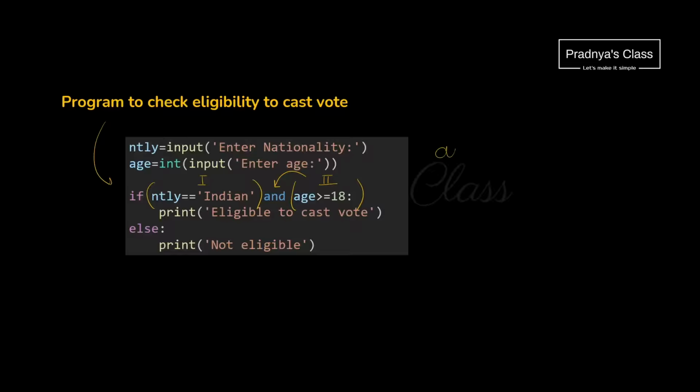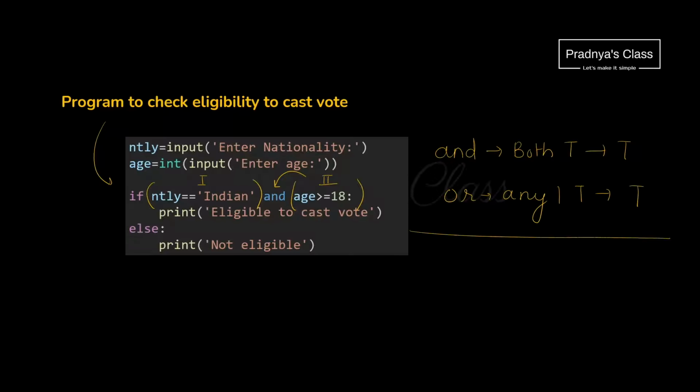Hope you know the working of these logical operators. AND says if both the inputs are true, then only the output will be true. Whereas OR says if any one input is true, then the output will be true. Then what about this not? Not negates the value. If you write not of true, you will get false. And not of false will be true.